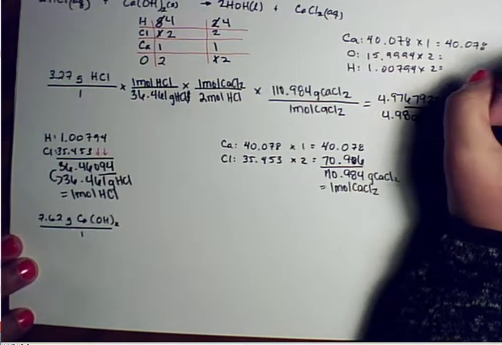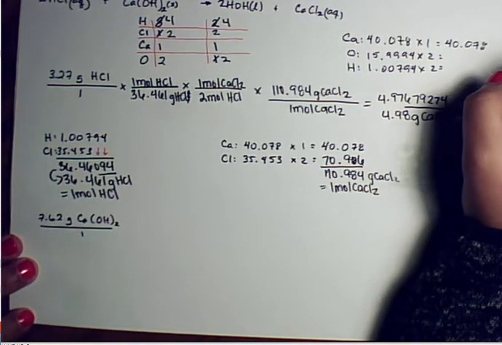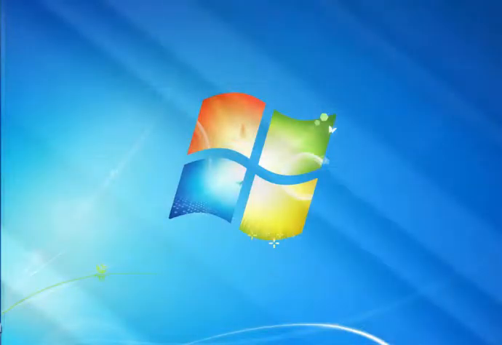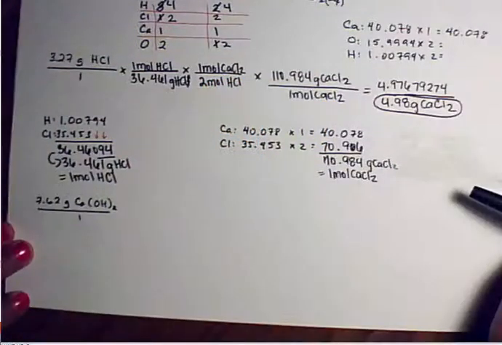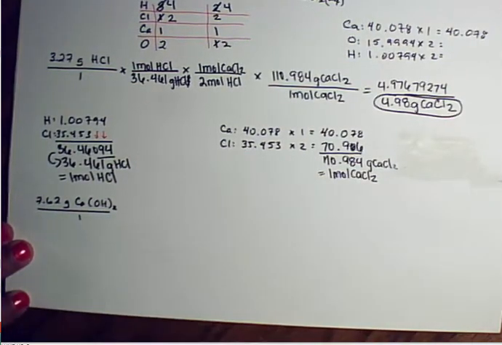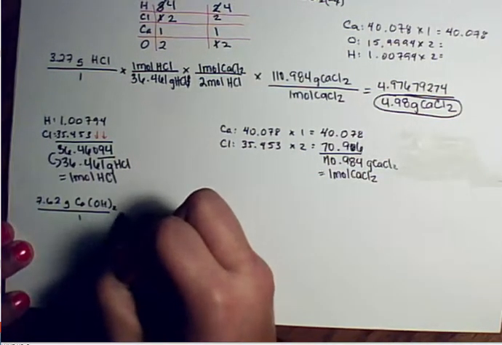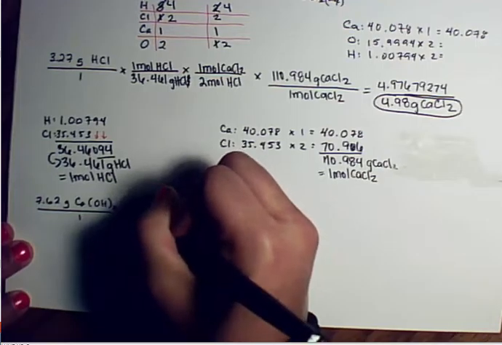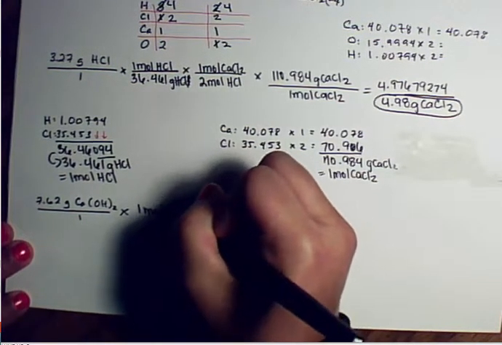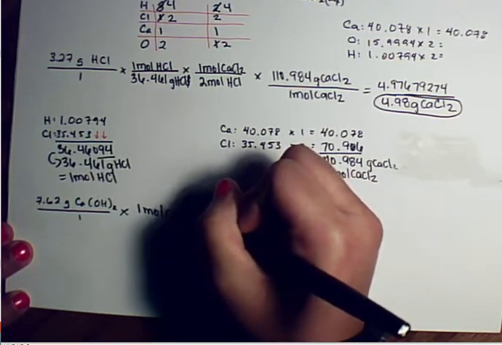So let's see, 4.98 grams of calcium chloride. Ooh. That's all right. We'll get it back on the screen. We're good. All right. Yeah, this is the second of the mass calculations you're doing.